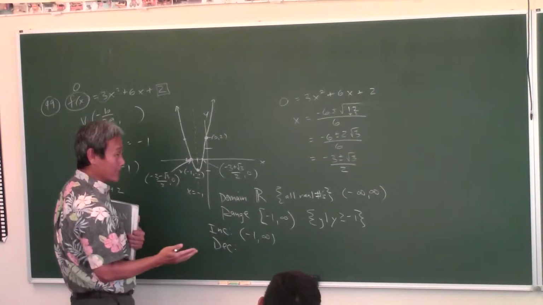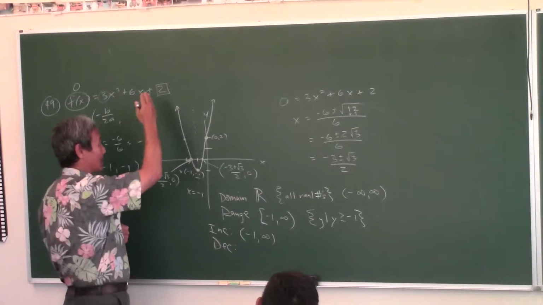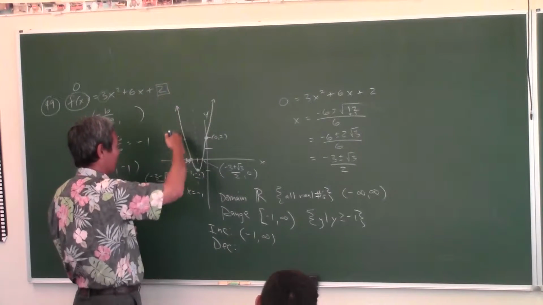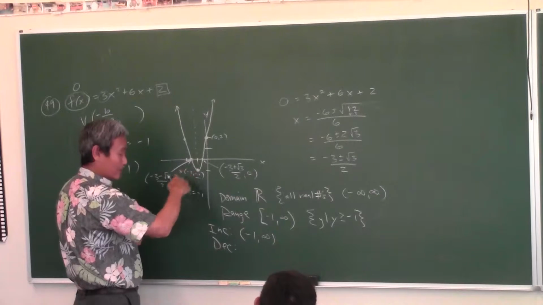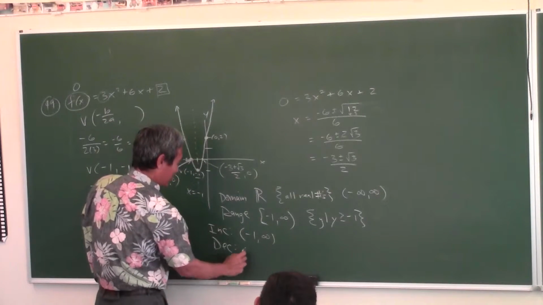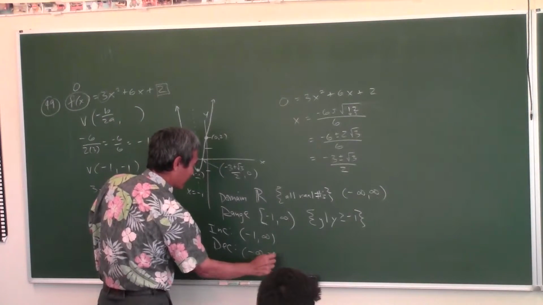And then what about decreasing? That means where is the graph coming downhill? Well, from here until you reach the vertex, right? So what would that be? Negative infinity to negative 1.